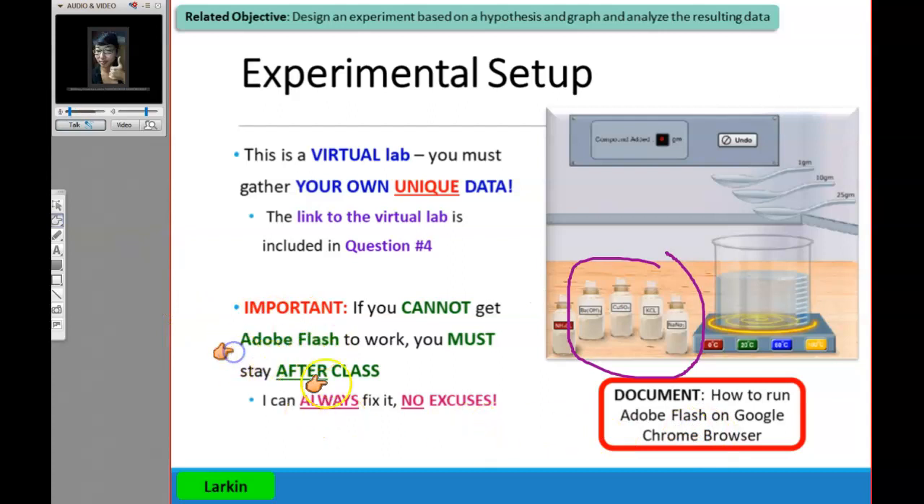Okay, again, I sent the instructions for how to get Adobe Flash to work. If it does not work, please make sure you stay after class. We can always fix it. There are no excuses for not being able to do this lab report. No, I'm not coming to your house.